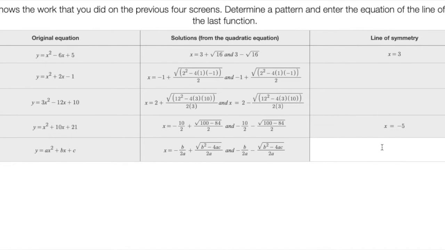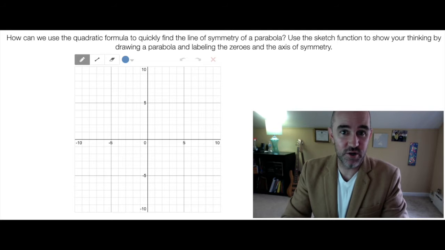Here, all of your answers have been populated, and you want to be able to find the line of symmetry of this function, ax squared plus bx plus c, if you don't know what a, b, and c are. And here's a hint. The solutions, or the zeros, are written here. You're going to enter your answer right here. And then on this last screen, you're going to share your overall thinking.